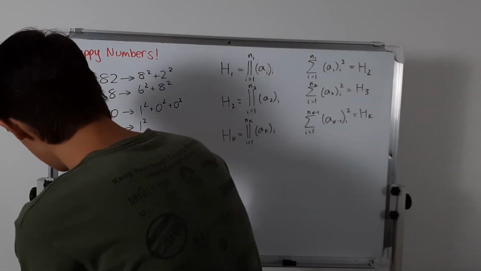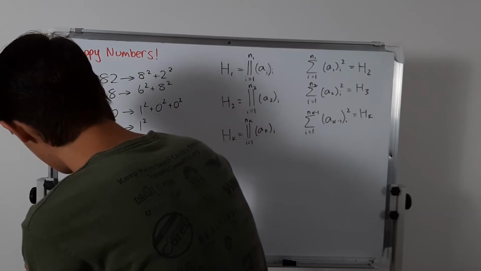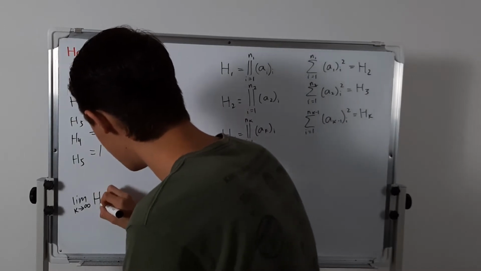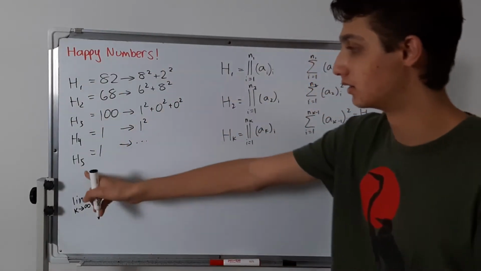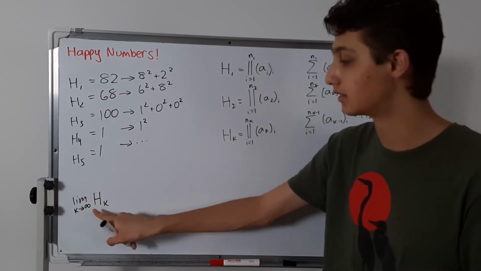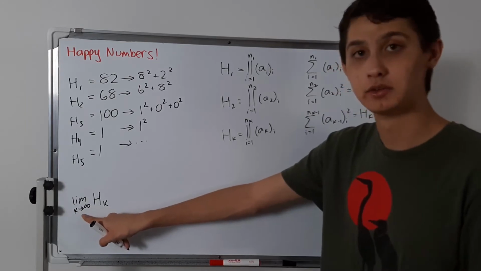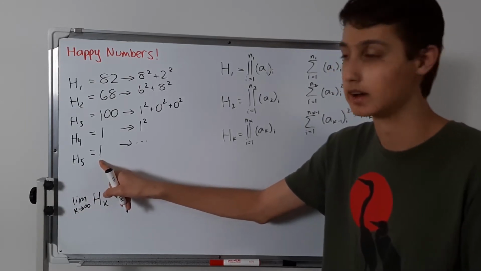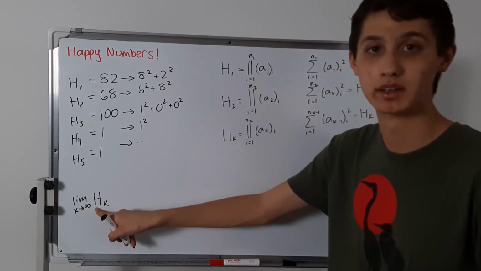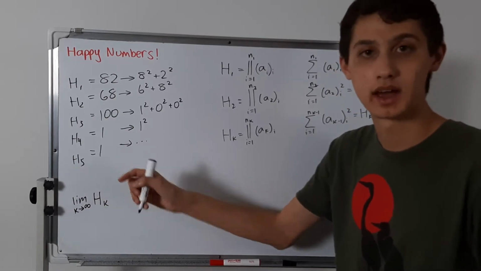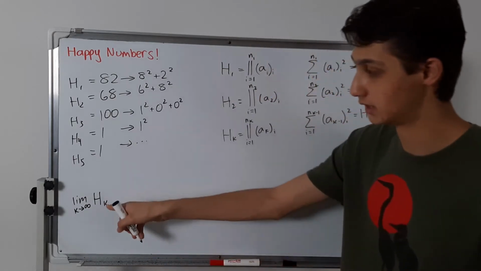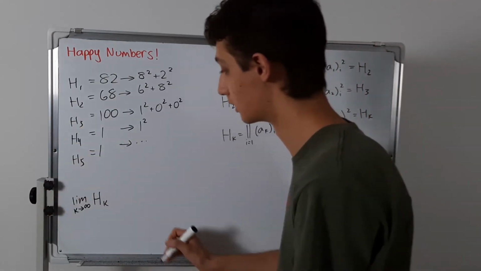So I'm going to say the limit as k approaches infinity of h sub k, right? Because we're finding our kth number as it goes to infinity. And as it goes to infinity, if that number is equal to 1, then it's happy. I'm sorry, I didn't mean to call this a happy number. It's just our kth number in the process. If that equals 1, then it's happy. So we're just taking the limit as k approaches infinity of h sub k, the kth number in the process.